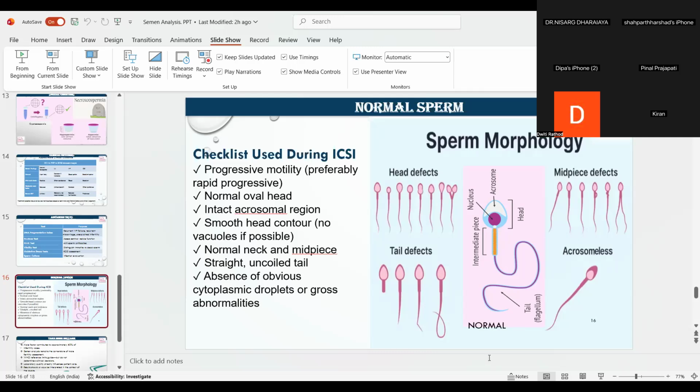If there is any tail defect, I have already stated here. If we have any tail defect like this, we avoid selecting those types of sperm, and we select the ideal sperm which is in the center picture. Any head defects like this, we also avoid those. Any mid piece defects like this, we also avoid those. So basically it depends on all four characteristics, and on top of that, rapidly progressive motile sperm.